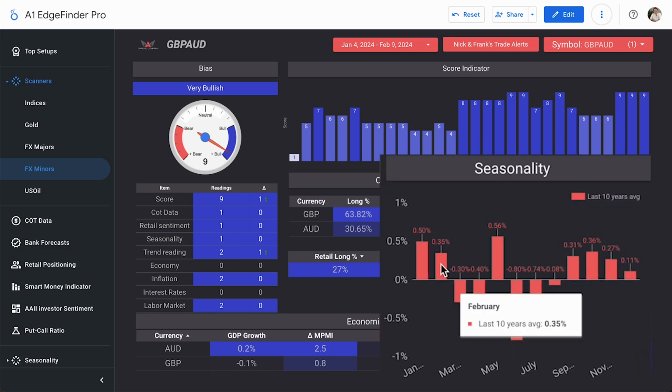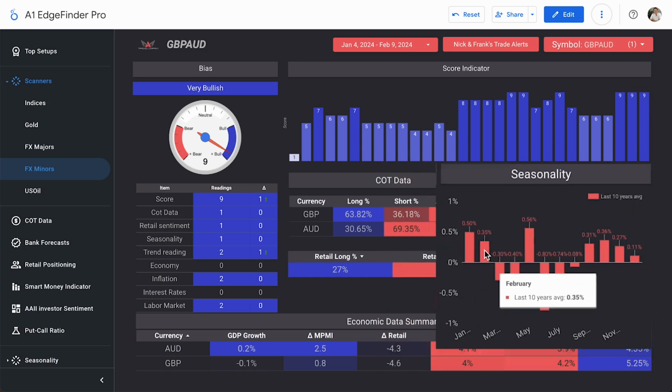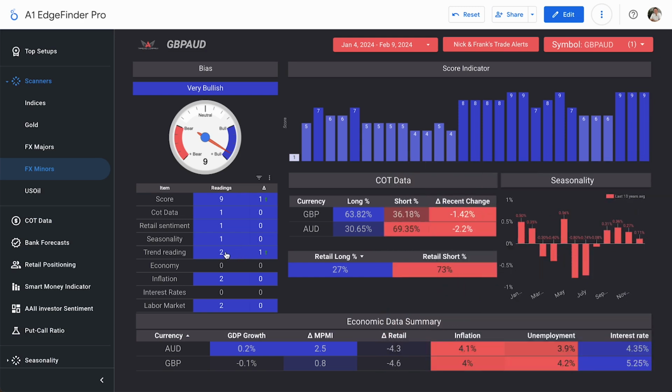of February. It is now the beginning of February, but historically over the last 10 years, when you take a look at how pound Aussie trends throughout the month of February, you'll notice that historically speaking, it tends to be a positive month. And so far, we're only 2 days in, but so far that is certainly the case as well. Trend reading, a nice score of +2. We just saw the chart certainly trending in that bullish direction. So, pretty easy to see there.